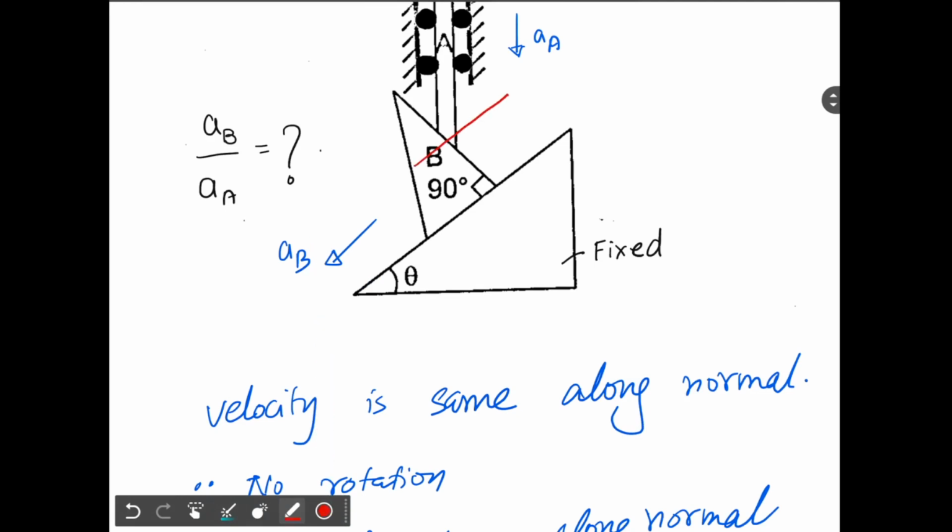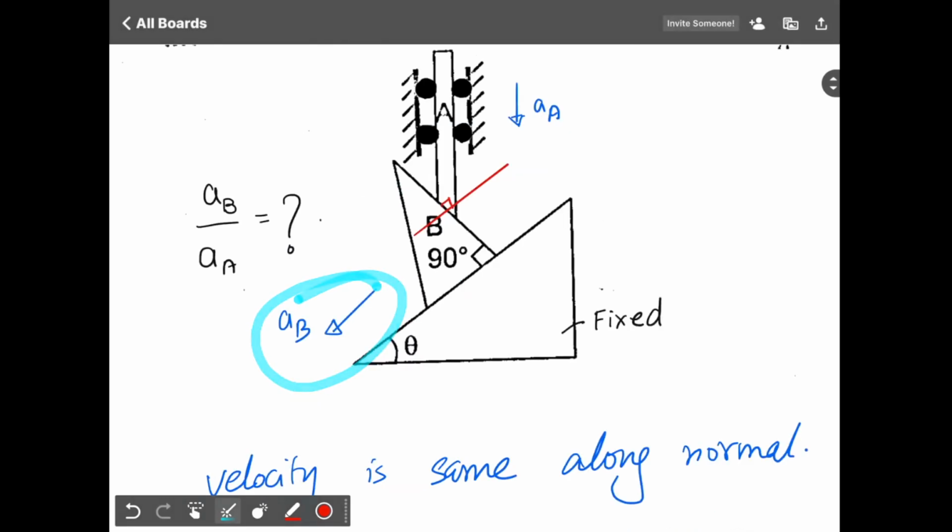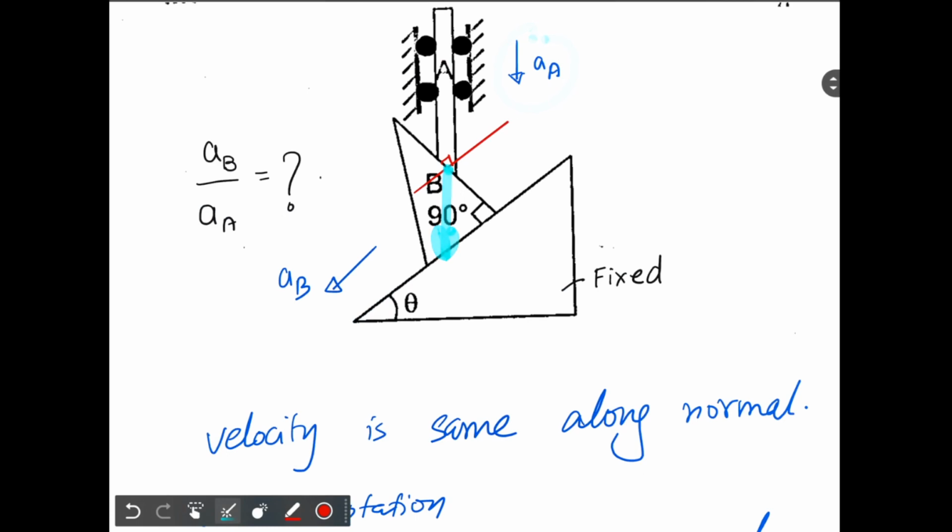So this is my normal at the point of contact. This is a 90-degree angle, right? So the wedge B has acceleration AB already along the normal. Acceleration of wedge B along the normal is AB, but acceleration of A is not exactly along the normal, so I have to find its component along the normal.